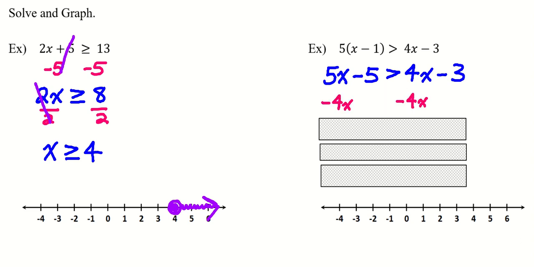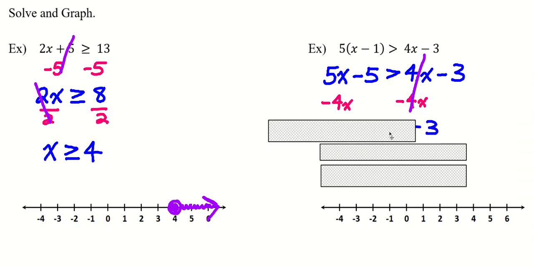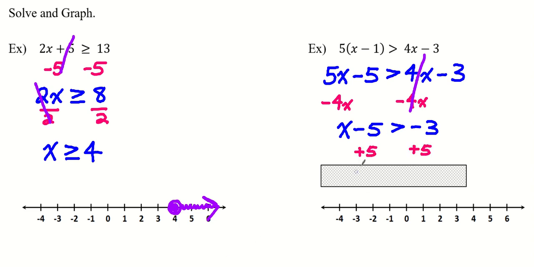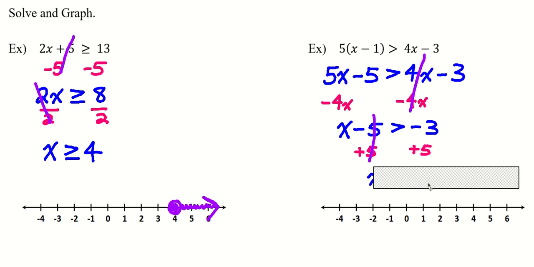Yep, I saw that coming. Hopefully you did too. Moving the smaller x, so we're subtracting. Now the right side is just going to be a negative 3. 5x minus 4x is just x, or 1x. Then to finish getting x by itself, we're going to add 5 to both sides, and that leaves x all alone. And the other side becomes what? 2. So the final answer is this: x is greater than 2.